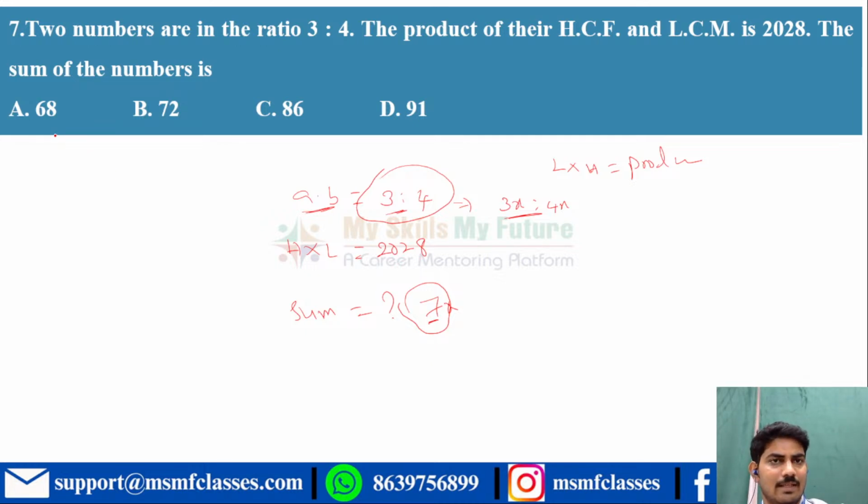Whether 68 is a 7 multiple, no. 63 is a 7 multiple, not in the options. 72 is also not a 7 multiple and 86 is also not a 7 multiple. The only 7 multiple present in our answers is 91. So our answer will be directly option D.